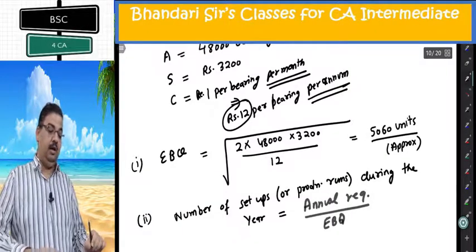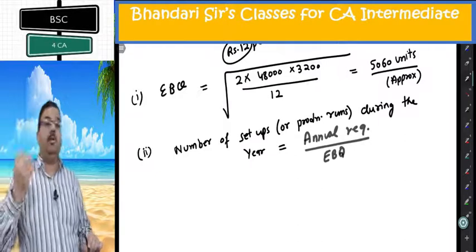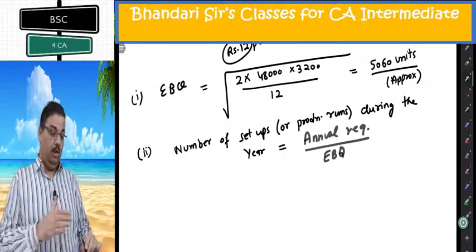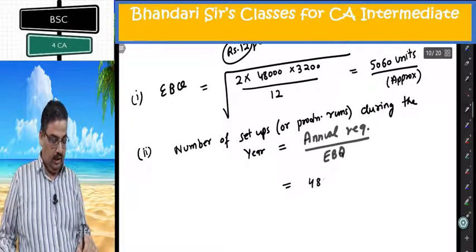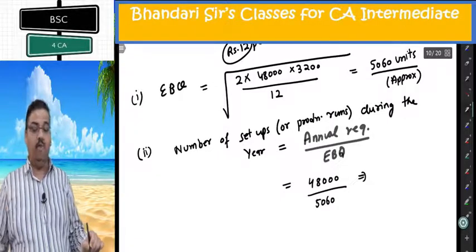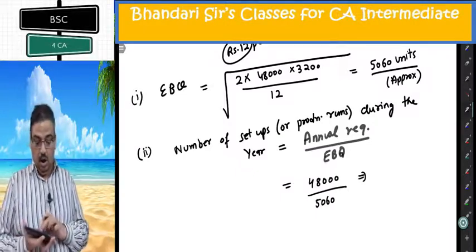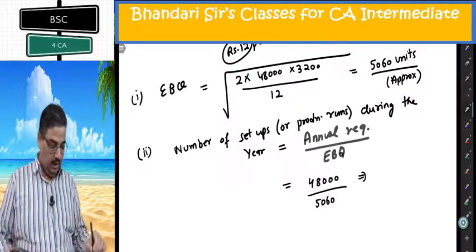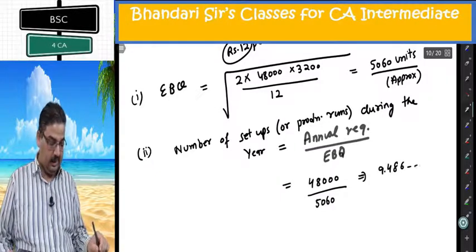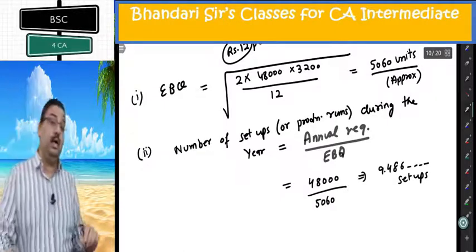If you can recall material costing chapter, there we used to calculate number of orders. Annual requirement divided by quantity per order. Same here. Annual requirement divided by economic batch quantity. This is 48,000 divided by 5060. In year I want to produce 48,000. Every time I am producing 5060, how many times it will take to produce that quantity? 9.486 setups.